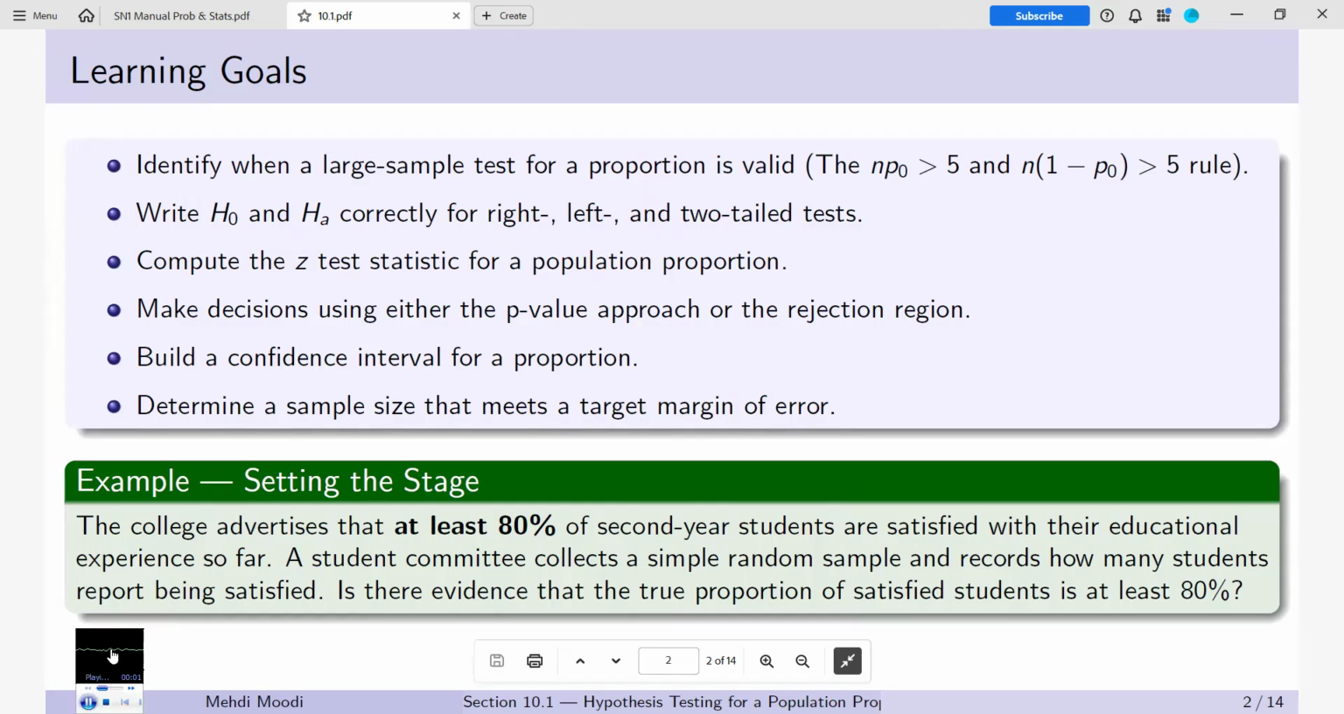In the last chapters, we tested means. Now we move to proportions, the yes or no world. Today we learn when the normal approximation is good enough, how to write the hypotheses correctly, compute the test statistic, and decide using either the p-value or the critical value. We'll also build confidence intervals and plan sample sizes. Think of this chapter as the proportion edition of what we already mastered for means.